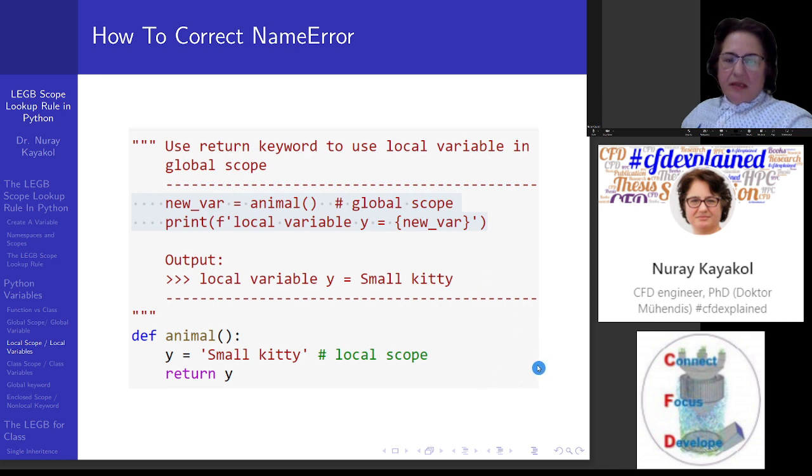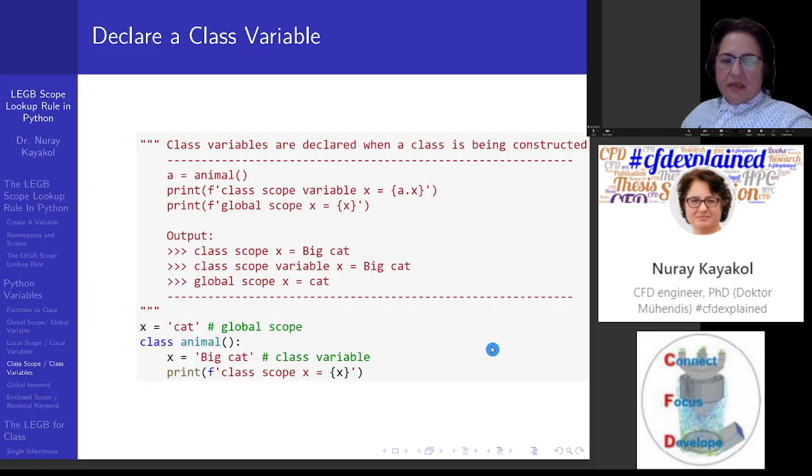So here is how we can get rid of this error. Just add one line at the bottom of the definition: y is equal to small kitty, return y, then you won't get any error messages. Yes, until now you learned global and local scopes in function.